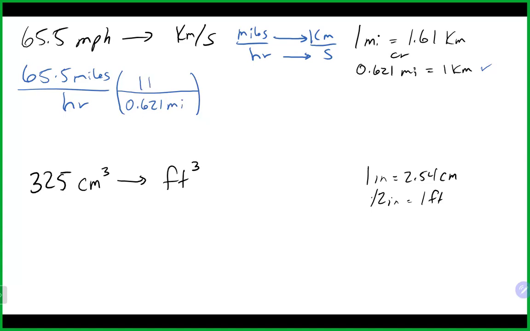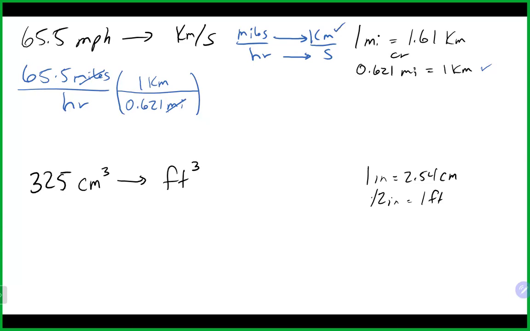And kilometers in this case would be on top. At this point, if I stopped, the miles would cancel. And the units I'm in right at this point are kilometers per hour, right? And frankly, I'm halfway there pretty much. I got the top part good to go.